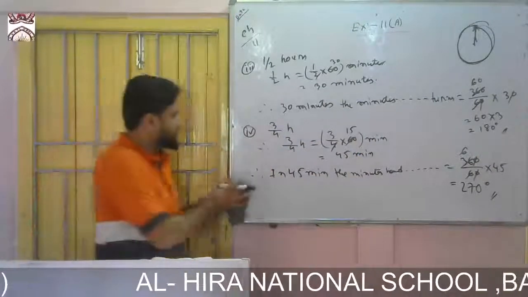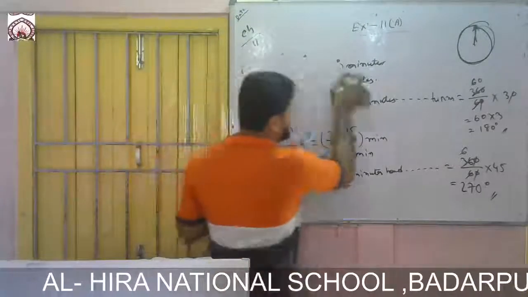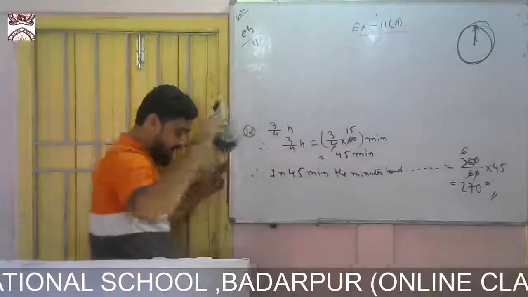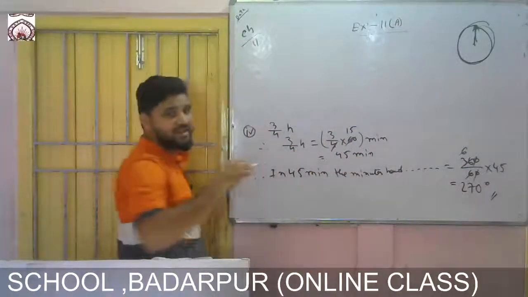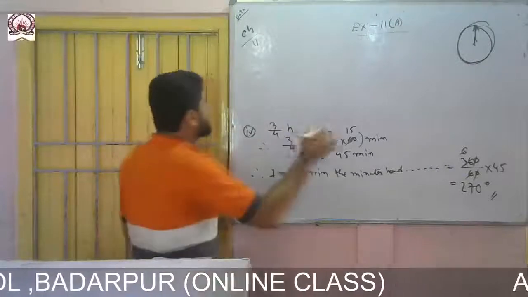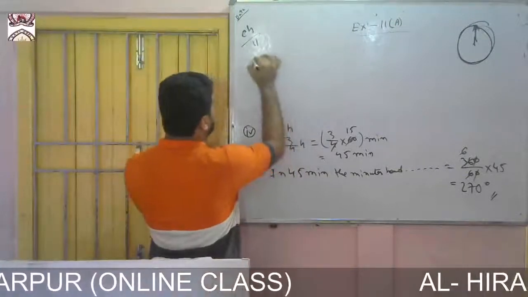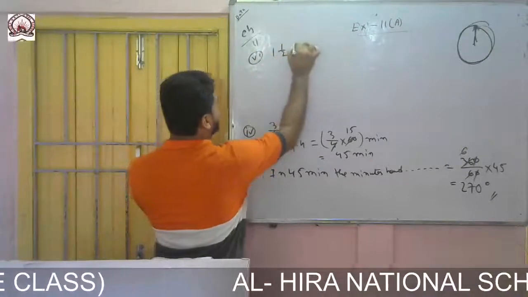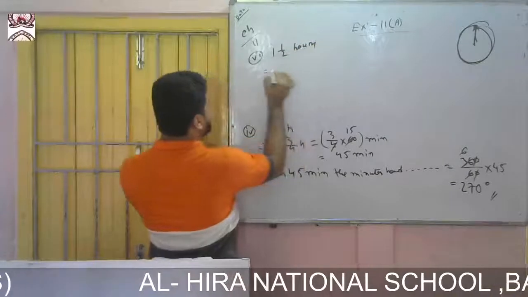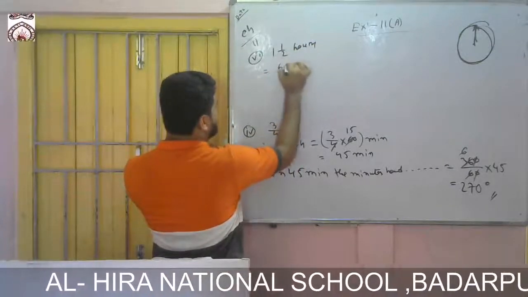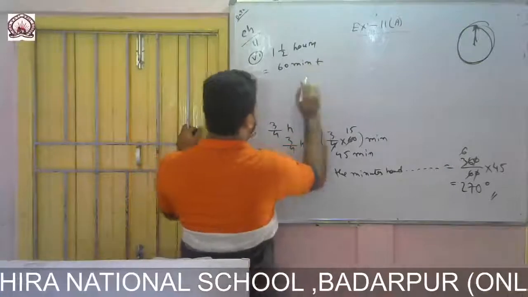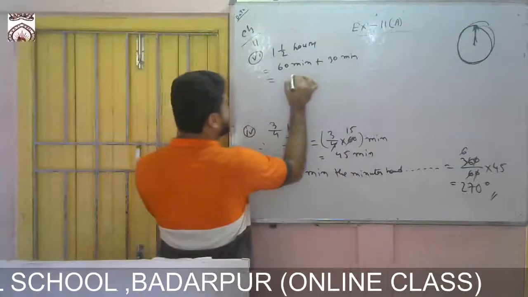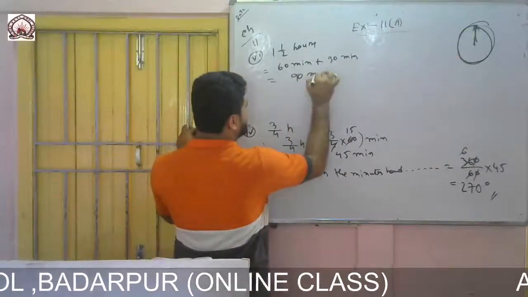1.5 hours. So I can convert 1.5 hours like this: 1 hour is 60 minutes and half an hour is 30 minutes. So I can write 1.5 hours like this: 1 hour 60 minutes plus half hour 30 minutes. That is 60 plus 30. It is 90 minutes.